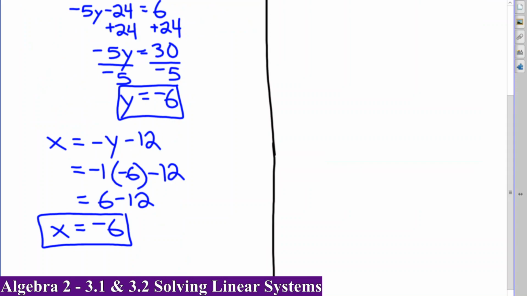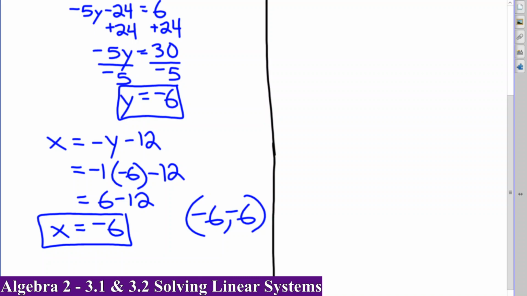After plugging it back into one of the original equations for y, we find that x is equal to a negative 6. So my solution would be negative 6, negative 6. Now, once again, you can double check to see if it is a solution by plugging that in to both of the equations.